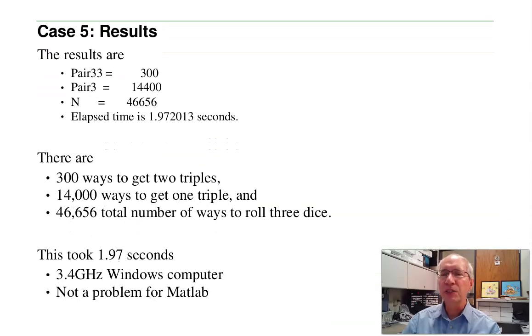So those are the results, meaning that there are, well, I think the ratio 300 over 46,000, that's the probability of getting 2 triples. 14,400 over 46,000, that's the probability of getting a single triple.